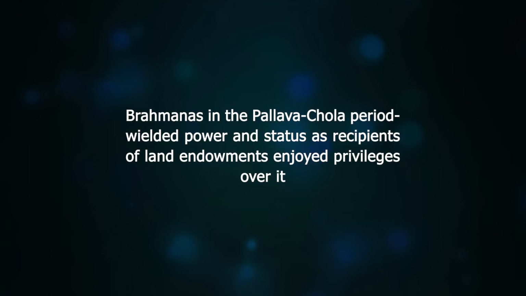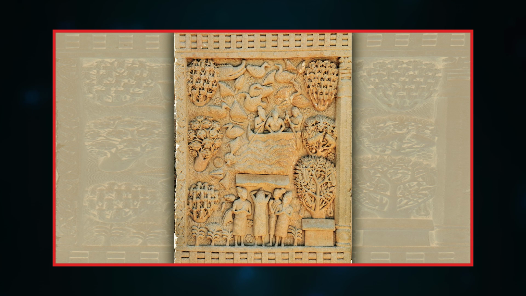While the Varnik rulers were unable to use force on peasants for production in the earlier period, the Brahmins exhibited better management as a corporate body. The Brahman landowners efficiently managed the labor, both for agriculture and arts and crafts. These Brahmins in the Pallava Chola period wielded power and status as a recipient of land endowments, enjoyed privileges over it. The warring strength of Pallava Chola is attributed to a developing peasant economy under the Brahmins.